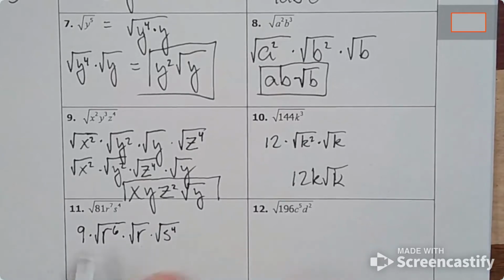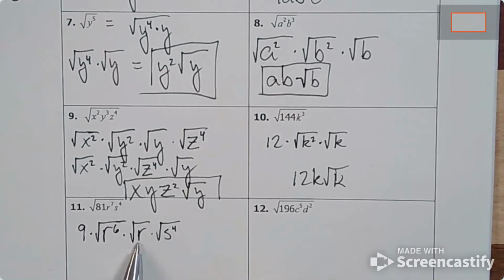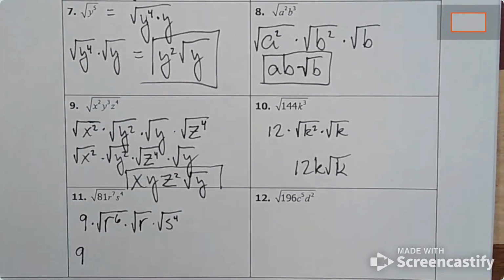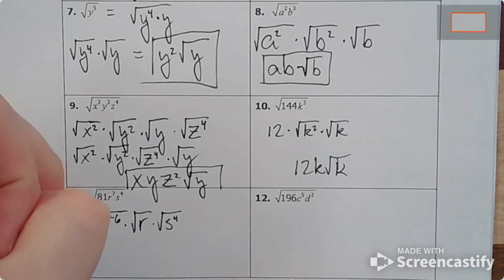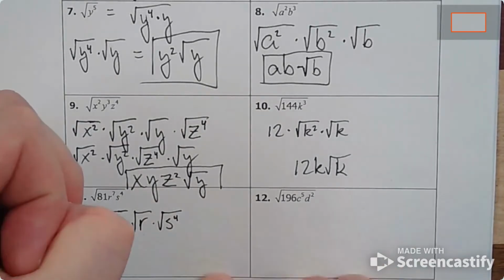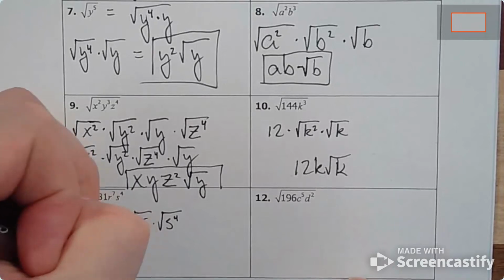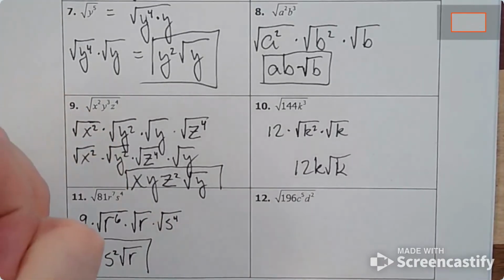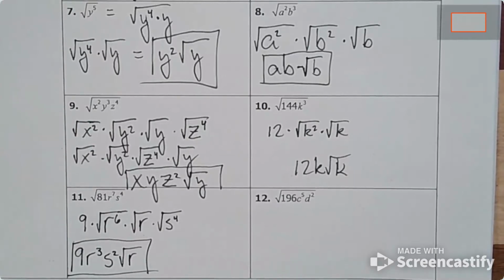Now I'm going to just write the answer after this. I'm going to rearrange things slightly because the square root of r needs to go at the end of the problem. So we're going to write 9. And then r to what power now that it doesn't have the square root? Yeah, we divide the exponent by 2. Then we're going to write s after that to what power? S squared. And then times the square root of r. So 9r to the third s squared root r is the answer for number 11.